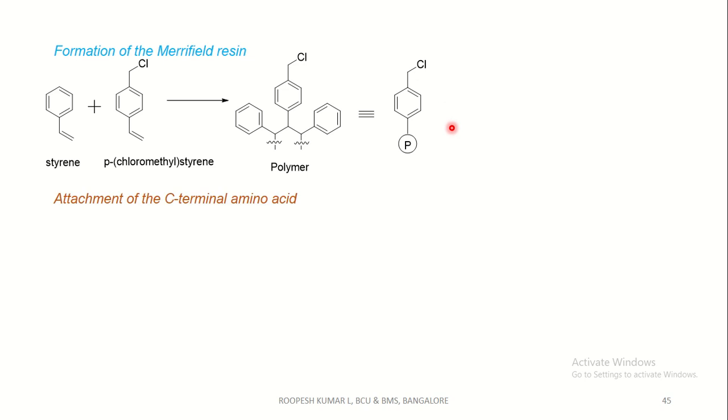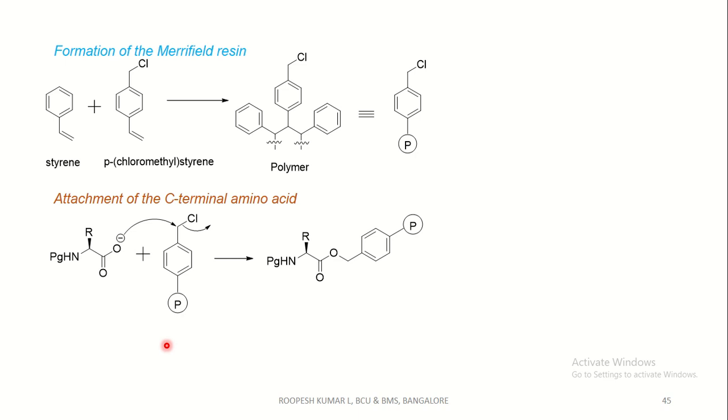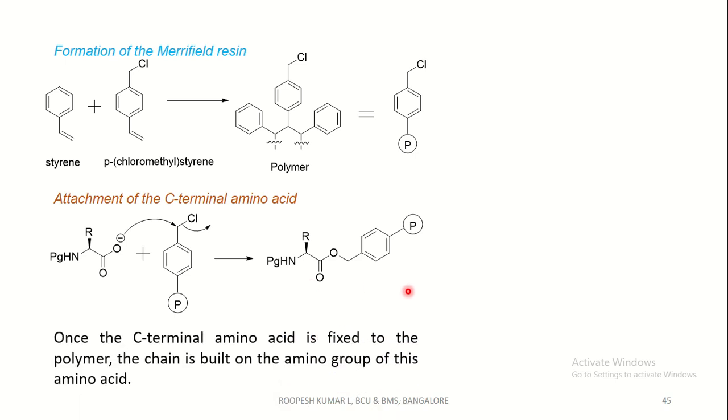Attachment of the C terminal amino acid. Here I have chosen an amino acid. With the treatment of a mild base, you get a carboxylate ion. This on treatment with Merrifield resin attacks the carbon of the resin with the elimination of chloride, and we get a Merrifield resin attached amino acid.